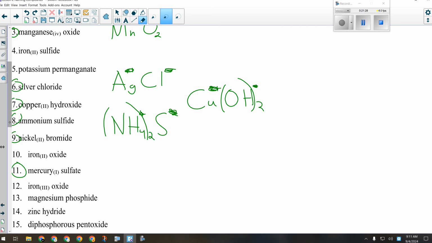So for number 9, we got nickel 2 bromide. Nickel and the Roman numeral tell me it's the 2+ variety, and it is with bromine, which is in group 17, so it has a -1 charge. Drop and swap, NiBr2.